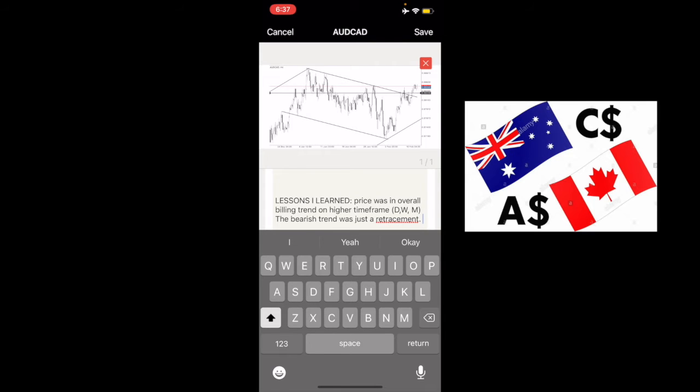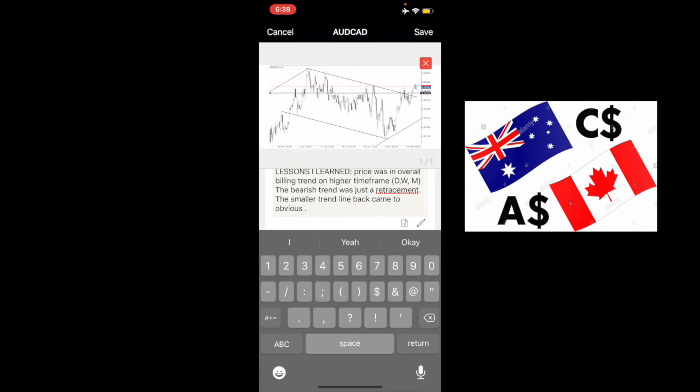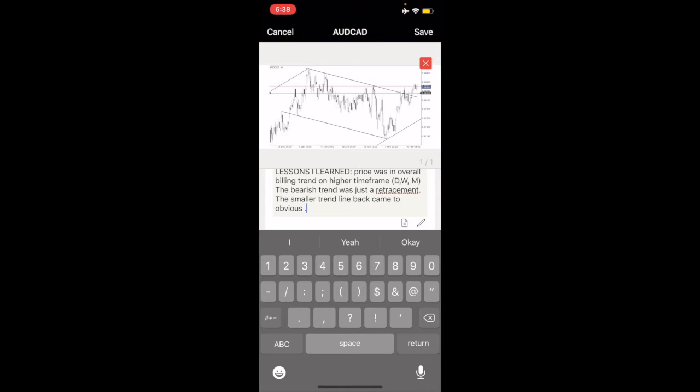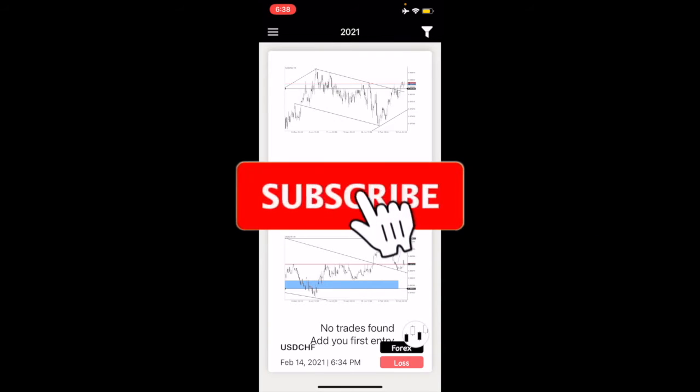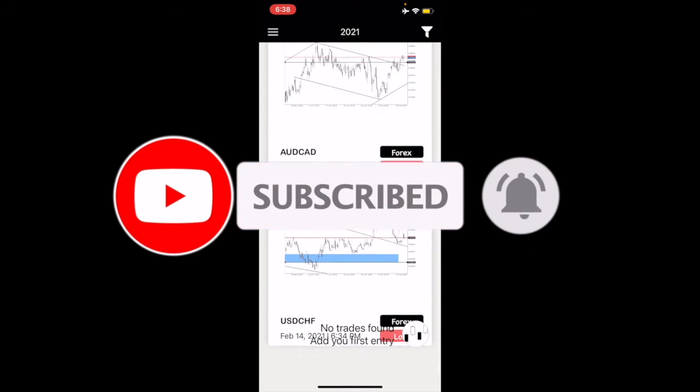And the trend line, the smaller trend line, became too obvious. Yeah, then you mark out that point. So these are the lessons learned, and that's how you save it. You save it also, and you come there and you save it just like that. So you can enter as many trades as possible. It's very easy to use.